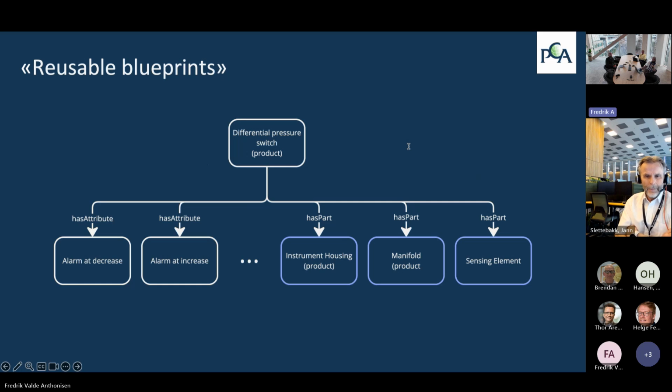So this example here shows a differential pressure switch. It has a lot of attributes. I haven't included all of them. And then it also has some subparts. It should have an instrument housing, manifold, and sensing element.